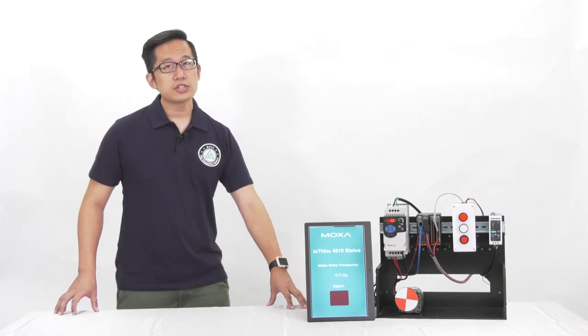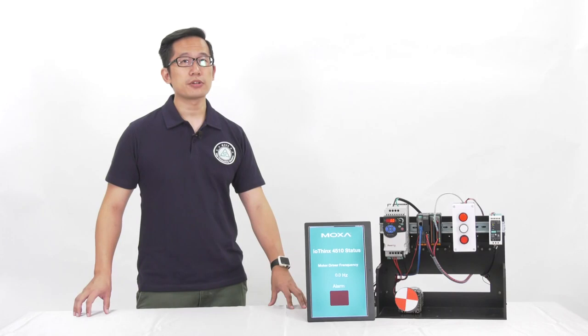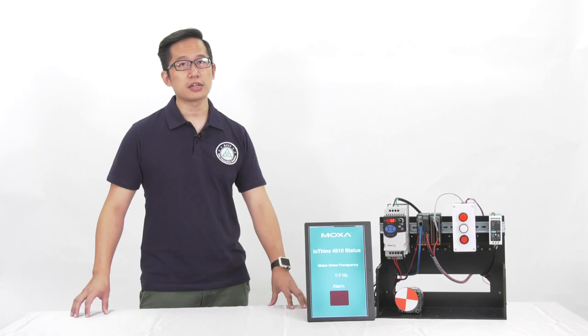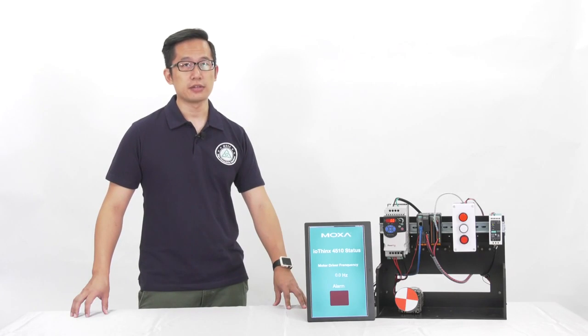Hello! In this video, we're going to show you how to connect Modbus RTU and I/O data to a SCADA using an ioThinx 4510. For more information on this process, you can refer to Chapter 4, Software Tools, in the ioThinx 4510 Series User Manual.